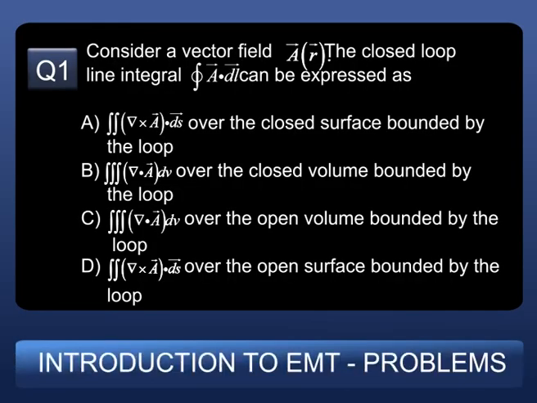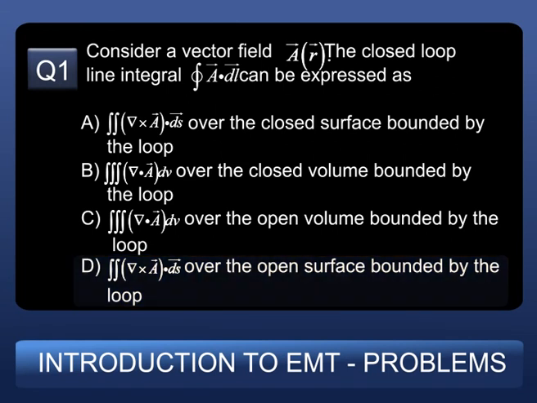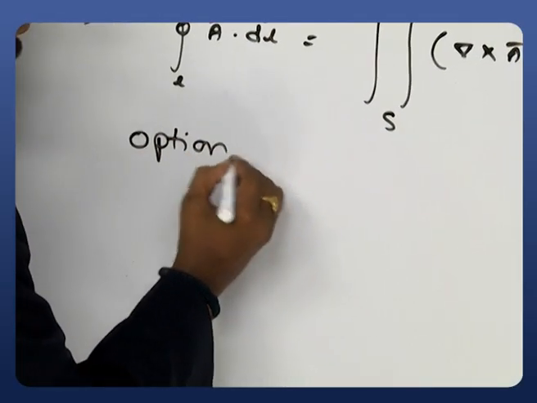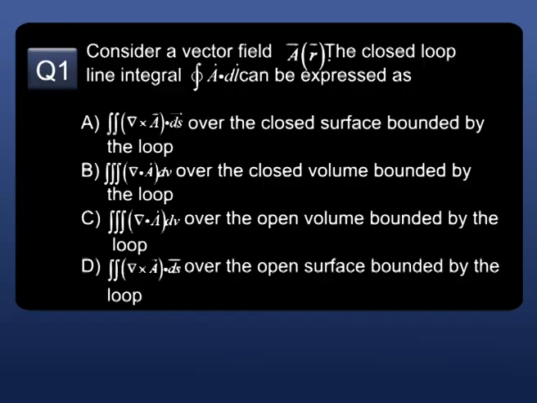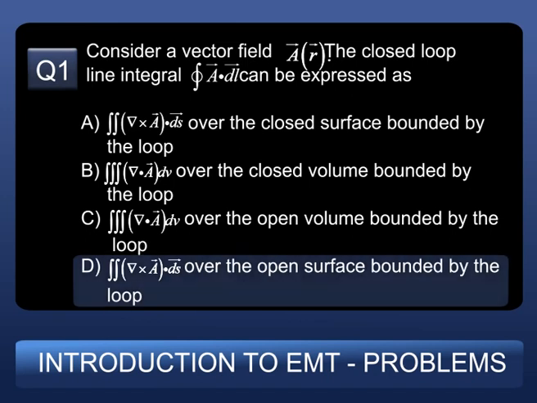Now check the options. Option D is right: the open surface integral of del cross A bar dot ds bar over the open surface bounded by the loop. So for this particular problem, option D is right. If you check the remaining options, option A also has the same expression, but it is the closed surface integral of del cross A bar dot ds bar. Since it is a closed surface integral, option A is not right, and option D is the only correct one.